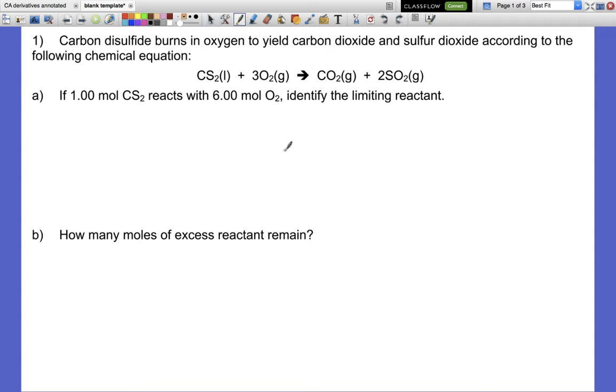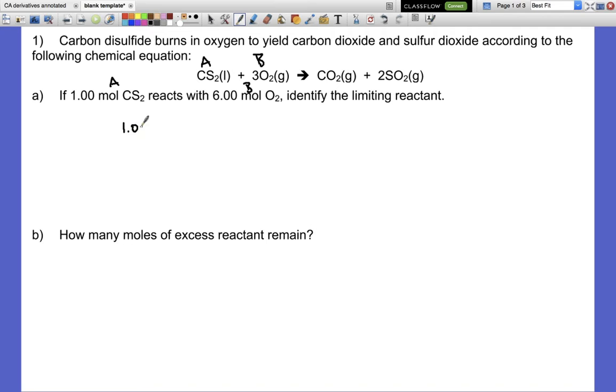In order to do this first problem here, I need to work out what my limiting reactant is. Remember, you always just take whatever reactants are given. I'm given A and B here, oxygen and carbon disulfide. I'm just trying to change A into B and B into A to figure out how much of each thing I need, how much I have, how much I need. Then I can figure out what's limiting. Then I can do my excess. So I'm just going to walk through that, right?